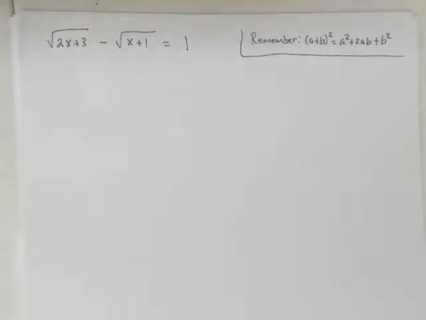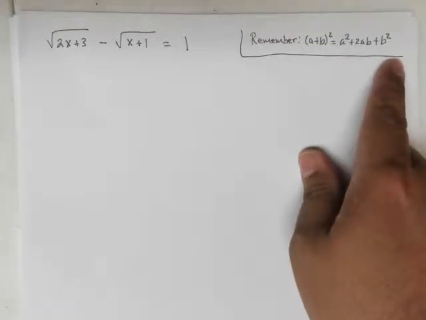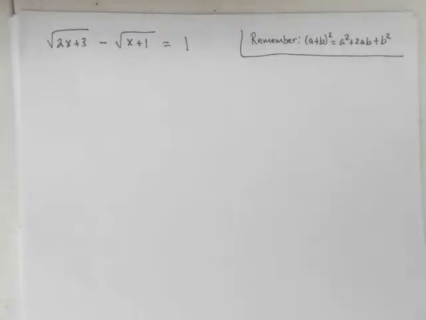Okay, so we've got another radical equation, and this one seems a little bit more difficult, but we're going to make use of this fact right here, the binomial squared property. And in doing so, this is going to help simplify this process, and we'll make this problem a little more manageable.